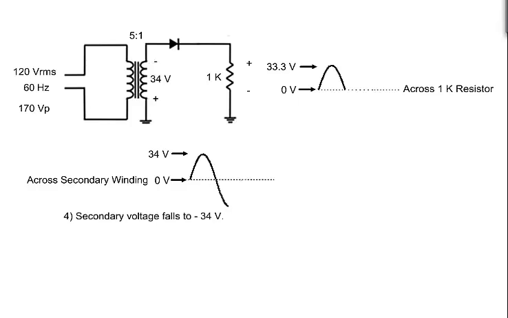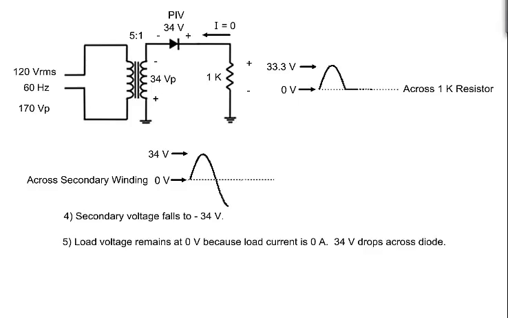The input voltage reverses polarity and begins dropping toward minus 34 volts. Because the diode is now reverse biased, no current flows through the load and the voltage across it remains 0. That means all of the applied voltage must drop across the diode. The maximum reverse voltage across the diode, called peak inverse voltage, or PIV, will be 34 volts.